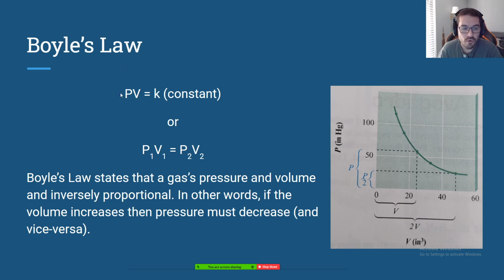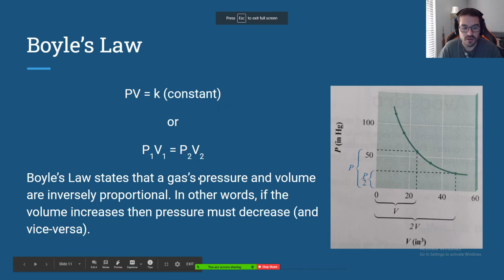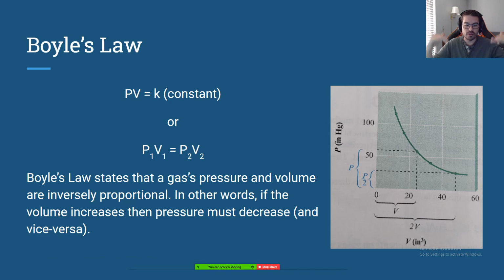Boyle's law. Boyle's law tells us how pressure and volume relate to one another. A gas's pressure and volume are inversely proportional, meaning if the volume of a gas increases, then its pressure must decrease, and vice versa. Okay, and like I said, this has been experimentally determined.